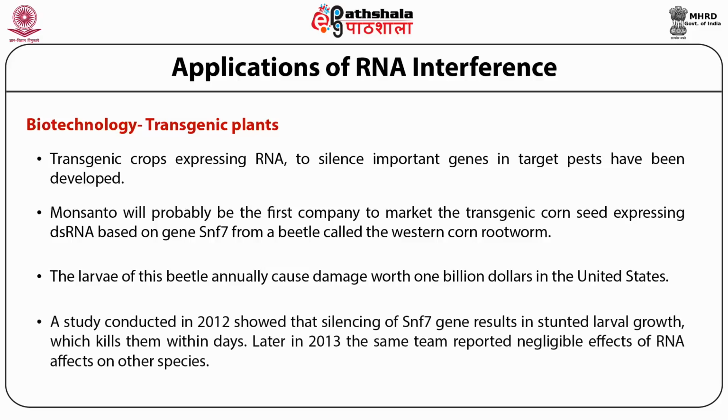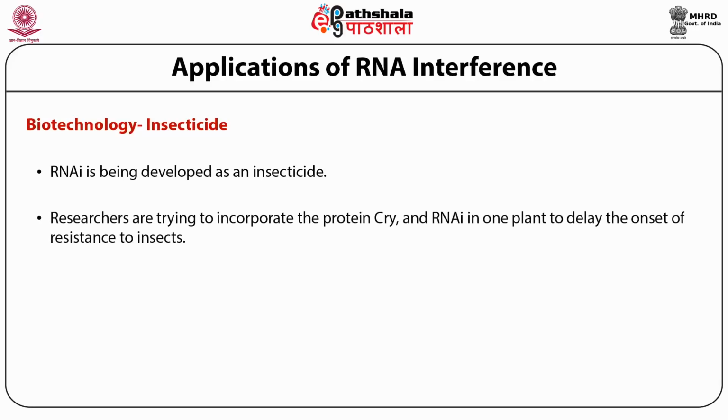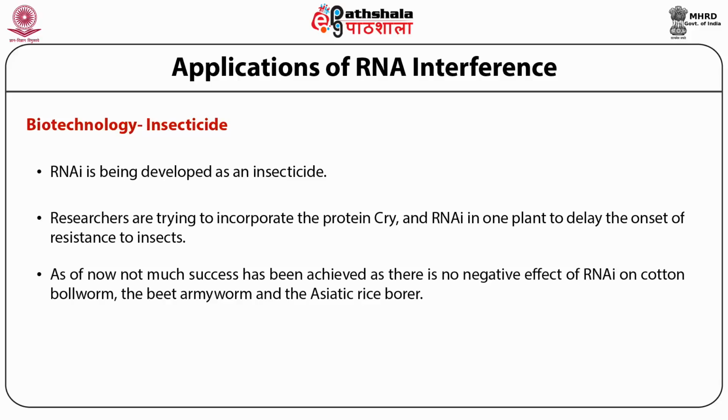A study conducted in 2012 showed that silencing of this gene results in stunted larval growth, which kills them within days. Later, in 2013, the same team reported negligible effects of RNA interference on other species. RNA interference is being developed as an insecticide. Researchers are trying to incorporate the protein Bt and RNA interference in one plant to delay the onset of resistance in insects. As of now, not much success has been achieved, as there is no negative effect of RNA interference on cotton bollworm, the beet armyworm, and the Asiatic rice borer.